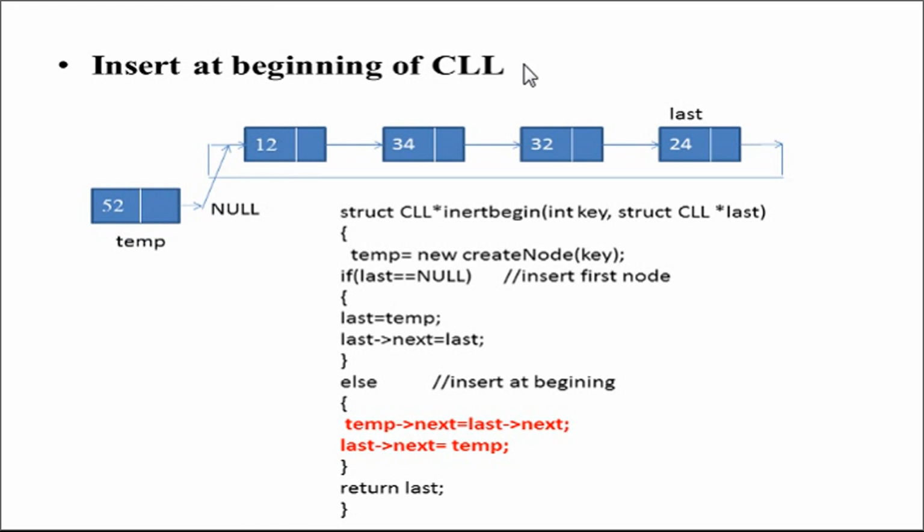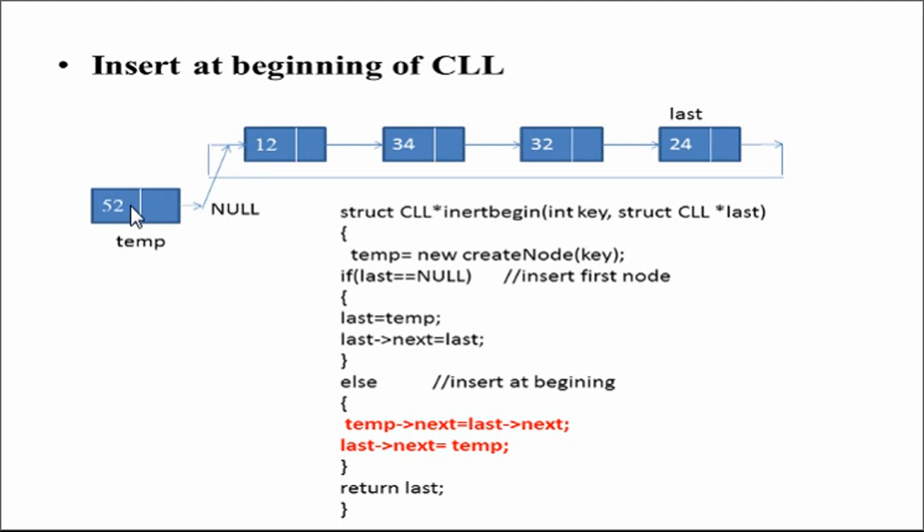The address of this node is stored in the last node. So for the last node, there is already a pointer to the list, the last node of the list, that is pointed by last. So how do we come to know that? Temp next is equal to last next. What is last next? It is 12. So temp next becomes last next. So this will get linked here.